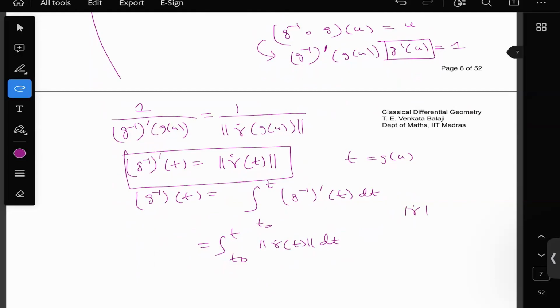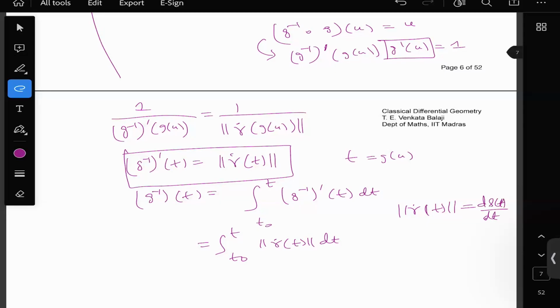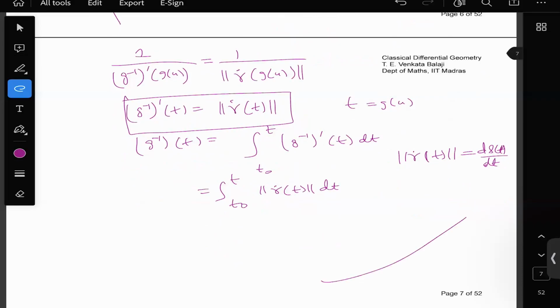Norm gamma dot of t is nothing but the speed, and it is ds of t by dt, where s of t is the arc length. So you see, if you are moving along a curve, then when you move from gamma t naught to gamma t naught plus delta t, if you fix arc length from a given point, so here s of t naught is, let us say, 0. You start measuring arc length from here and you are going in this direction. Then at this point the arc length will be s of t naught plus delta t.